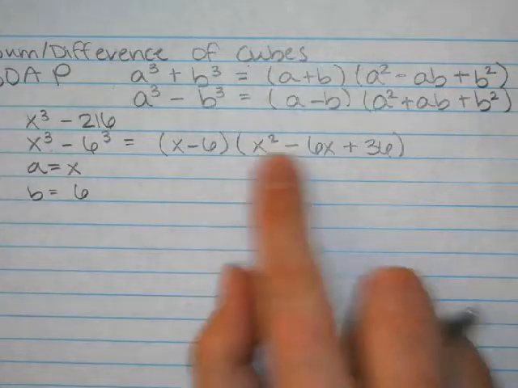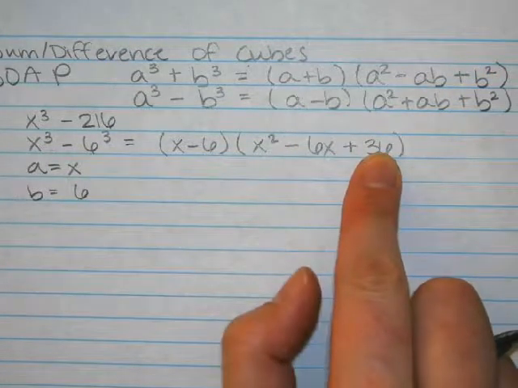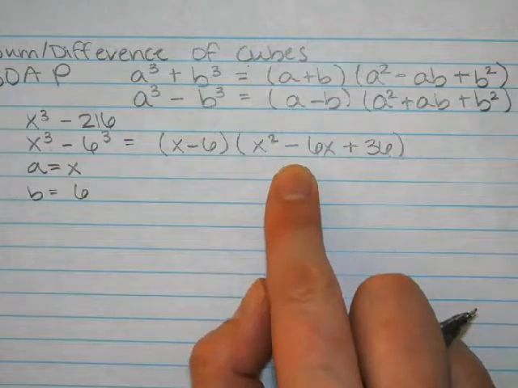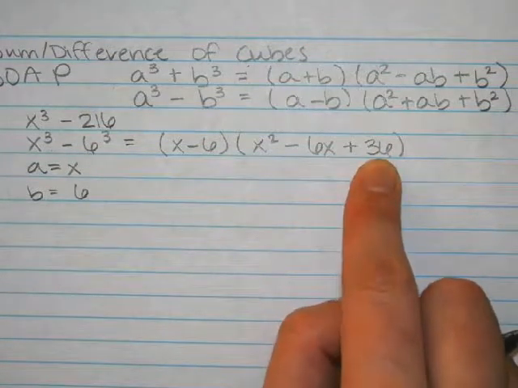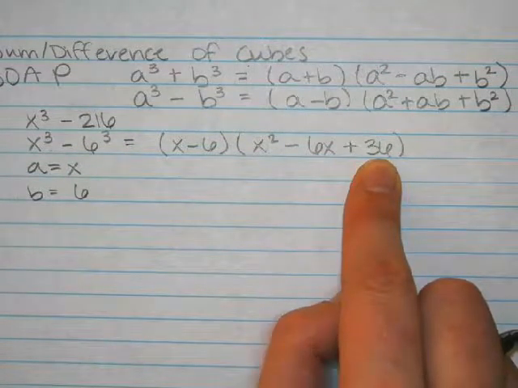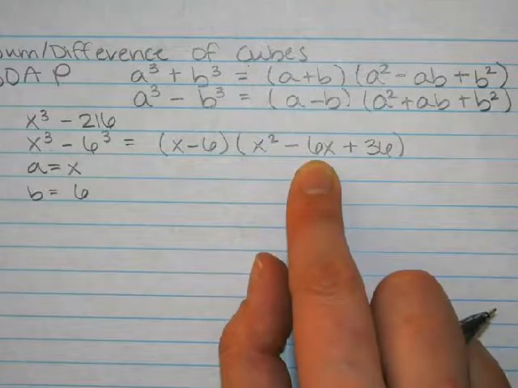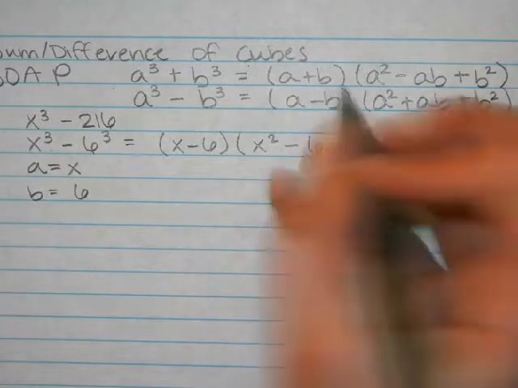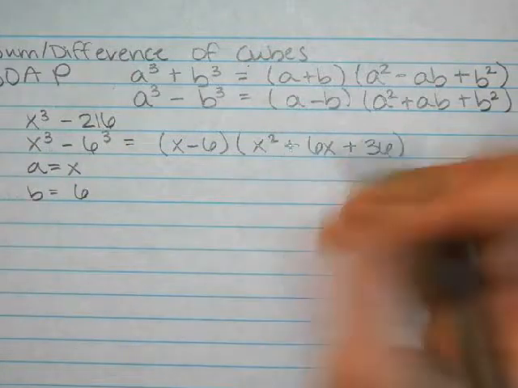Now this part right here looks like a trinomial where the A value is 1. And so we would say, is there anything that multiplies to 36 that adds to negative 6? And the answer, oh, that should have been a plus. Sorry, that was my bad.